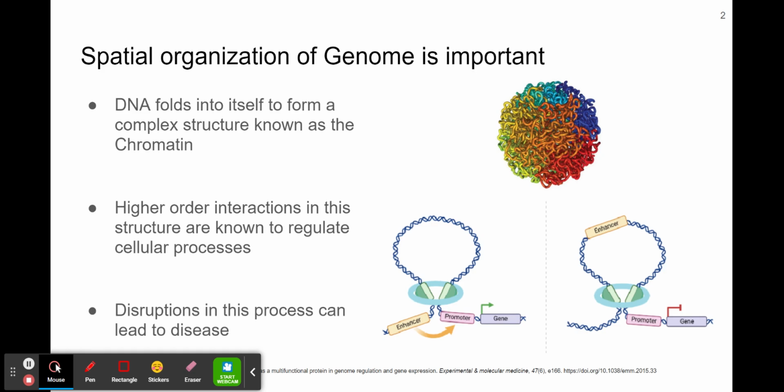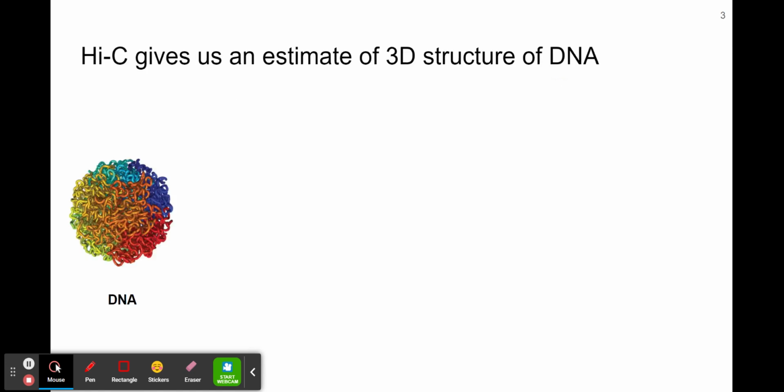We as a community understand that spatial organization of DNA is important because DNA folds onto itself to form a complex three-dimensional structure called chromatin. Spatial interaction and structure are known to mediate cellular processes, particularly gene regulation. For example, a structural reorganization can push an enhancer away from the promoter in three-dimensional space, which can lead to gene silencing that can lead to a disease state.